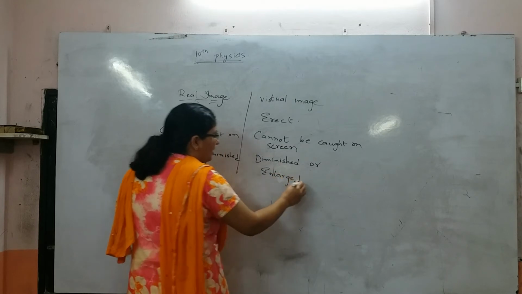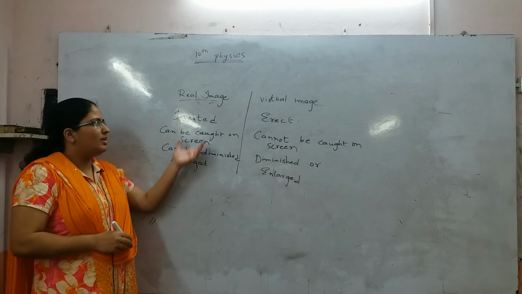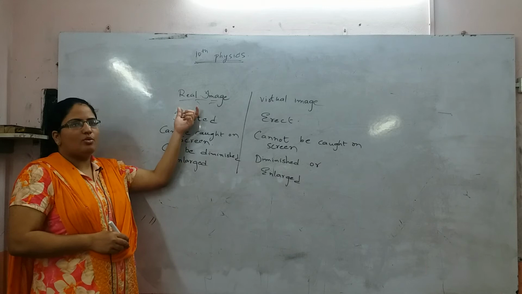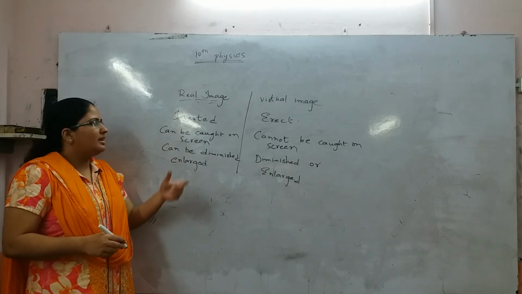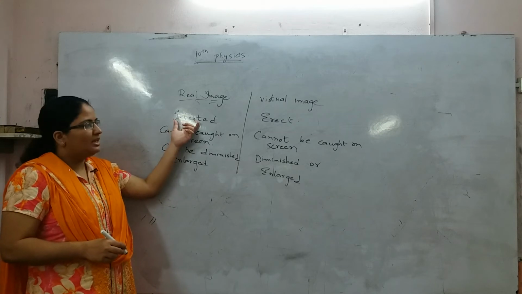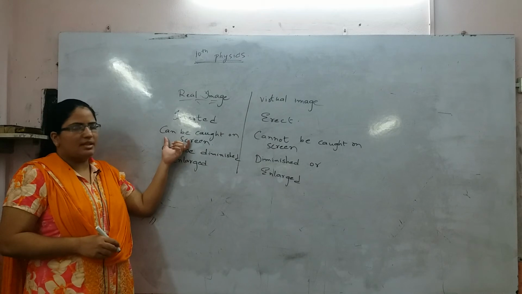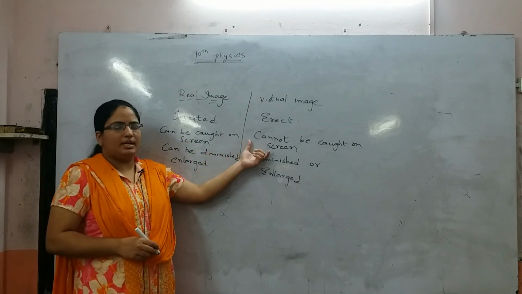Whenever you are using concave and convex mirrors, there are chances of getting two types of images. One is a real image, the other one is a virtual image. How to identify a real image and how to identify a virtual image? A real image will always be inverted, a virtual image will always be erect. Real images can be caught on screen, virtual images cannot be caught on screen.